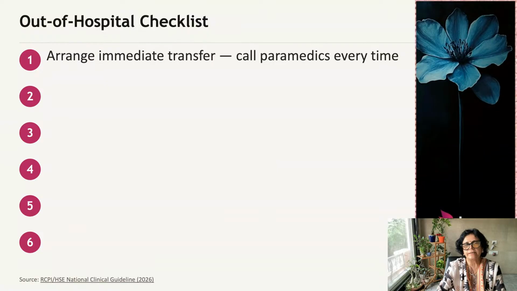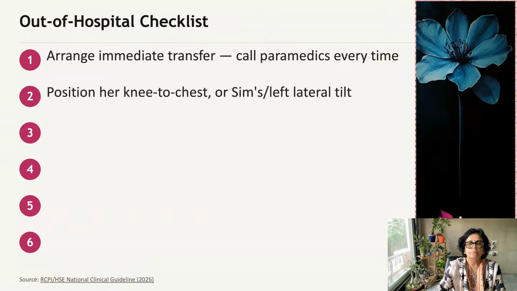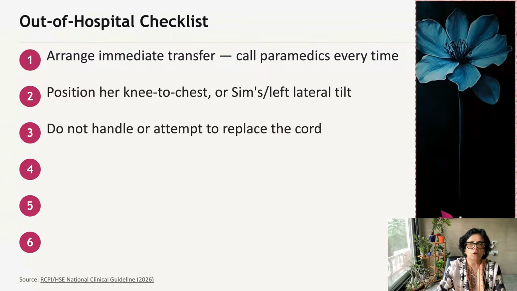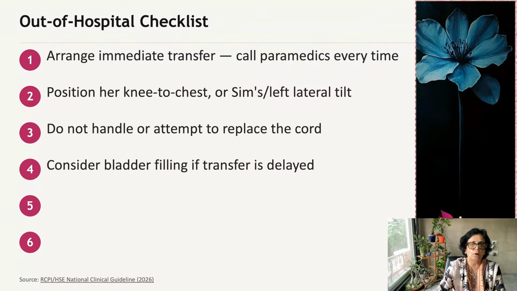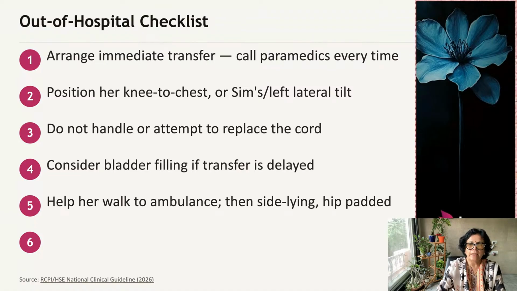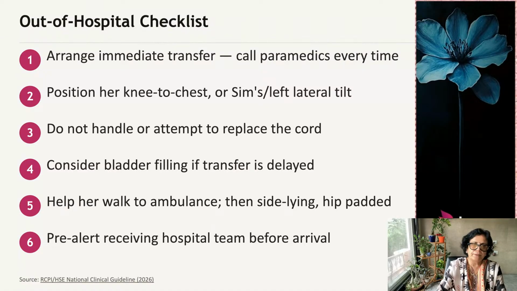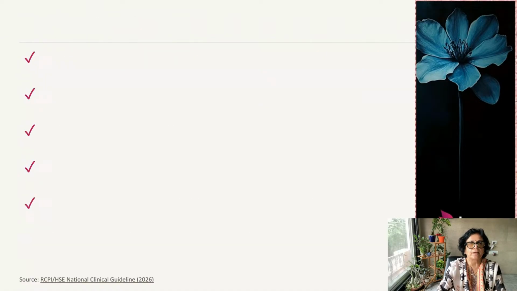Out of hospital checklist: arrange immediate transfer, call paramedics every time, and position her knee to chest or Sims left lateral tilt. Do not handle or attempt to replace the cord. Consider bladder filling if transfer is delayed. Help her walk to the ambulance, then lie on her side with the hip padded. Then pre-alert the receiving hospital team before arrival.